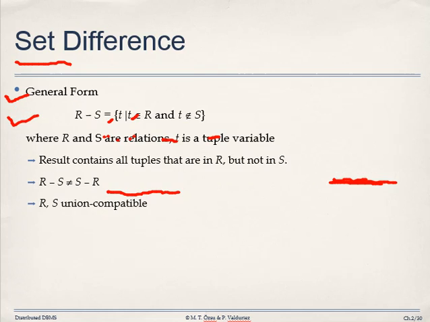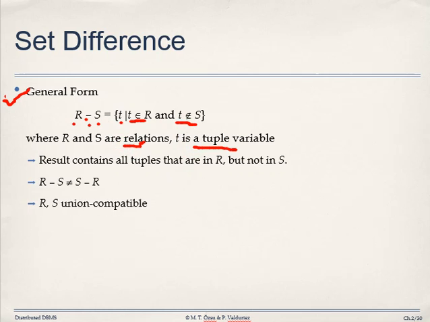Second, we have set difference. In set difference, we have the general form R minus S. Here minus represents set difference, and t is the tuple variable. So t belongs to R and t does not belong to S, where R and S are the relations and t is the tuple variable.